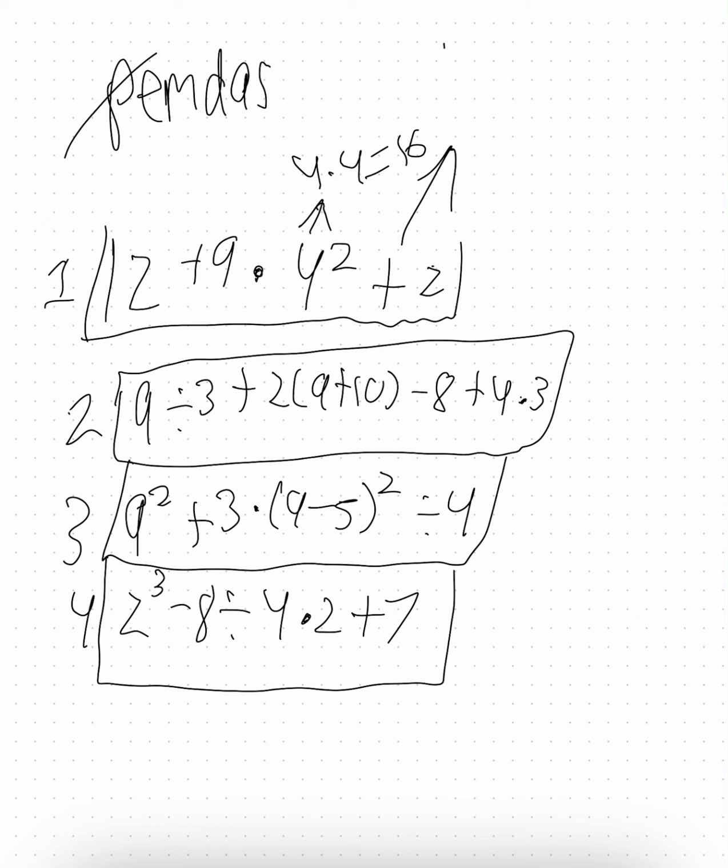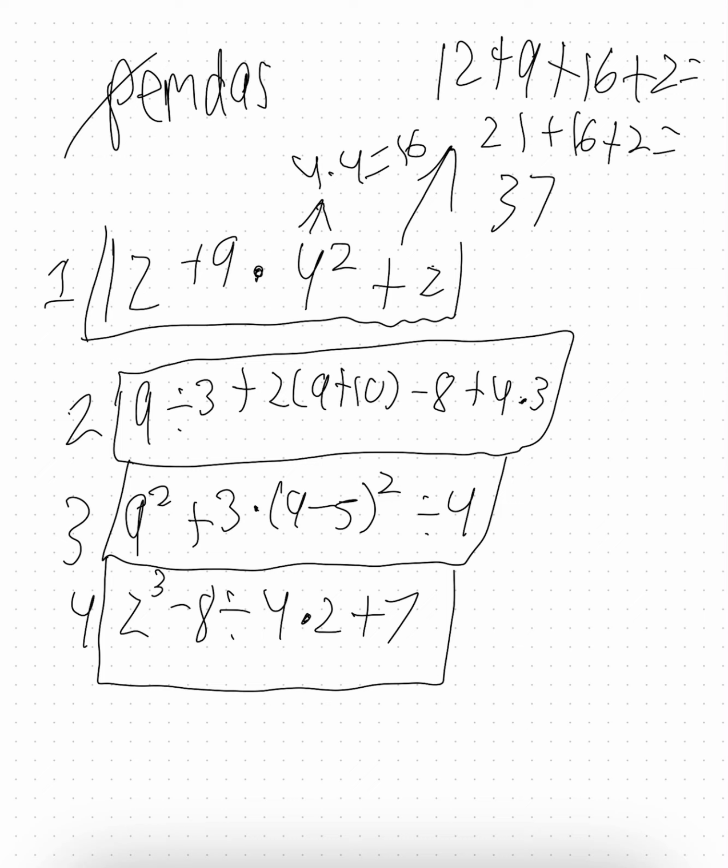So we have 12 plus 9 plus 16 plus 2. Now it's all addition, so it doesn't matter what way we go. If it's all one operation, it doesn't matter where we go. So 12 plus 9 is 21, plus 16 plus 2. 21 plus 16 is 37, plus 2 is equal to 39. So 39 is the answer for number 1.